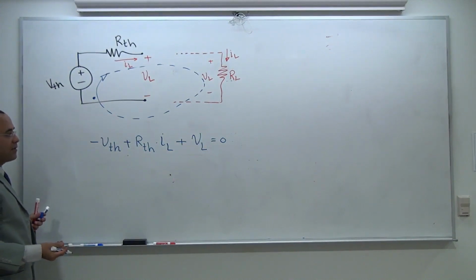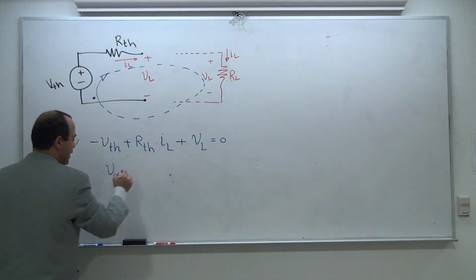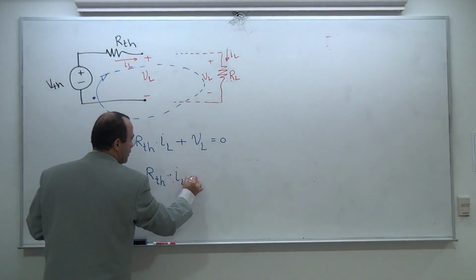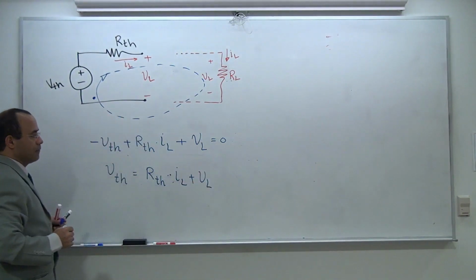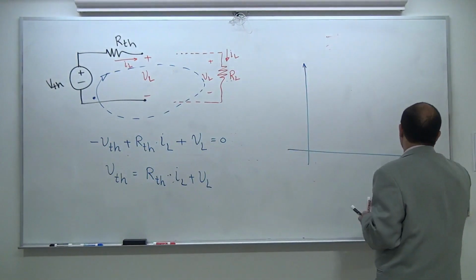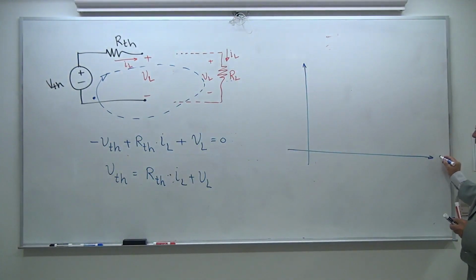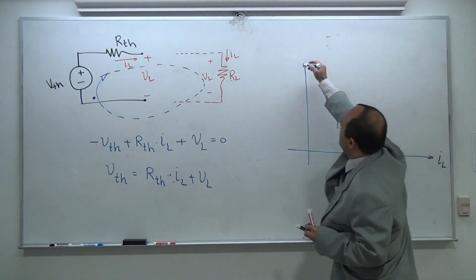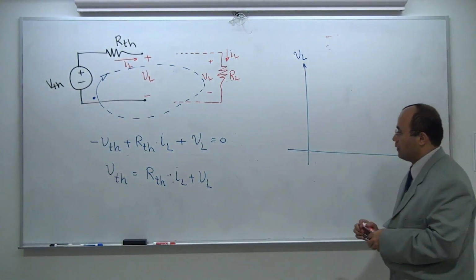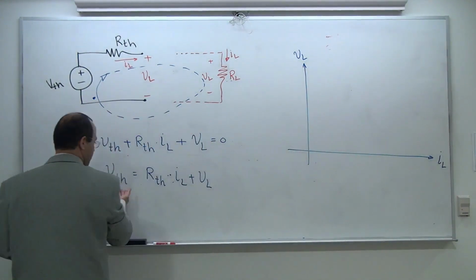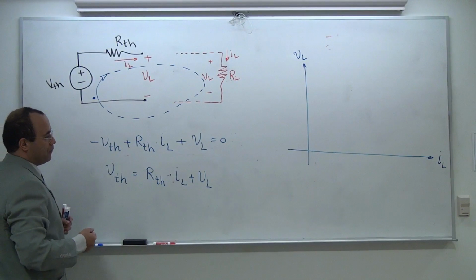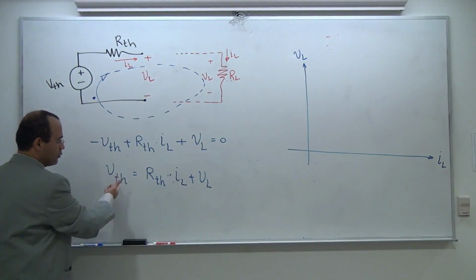Let's draw this line and see how it looks. V Thevenin, I want to take this V Thevenin to the other end. V Thevenin is equal to R Thevenin times IL plus VL. Let's draw this on a 2-axis graph. This is IL and this is VL. This is a line. This is telling me how to find V Thevenin, basically according to various combinations.